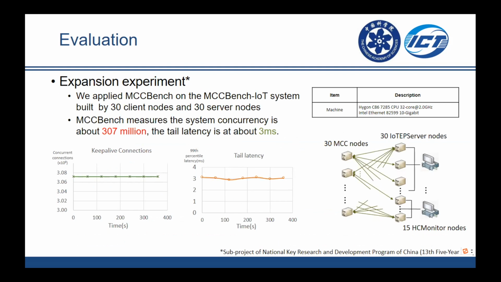As proof of the concurrency extension, MCCBench has been applied to a service system built by tens of nodes, measuring over 300 million concurrent connections. The tail latency is also tested at about 3 milliseconds.